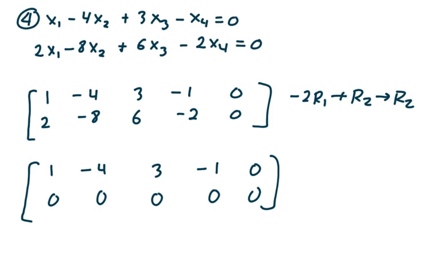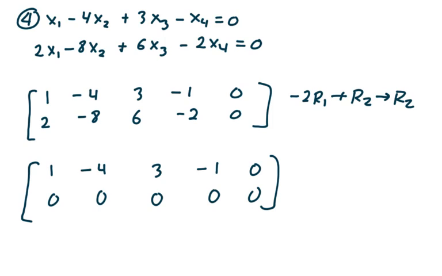Number 4. Now in this one, we have the system x1 minus 4x2 plus 3x3 minus x4 equals 0, and then 2x1 minus 8x2 plus 6x3 minus 2x4 equals 0. And so my augmented matrix is 1, negative 4, 3, negative 1, 0, 2, negative 8, 6, negative 2, 0. And I'm going to take negative 2 row 1, add it to row 2, put the result back into row 2.